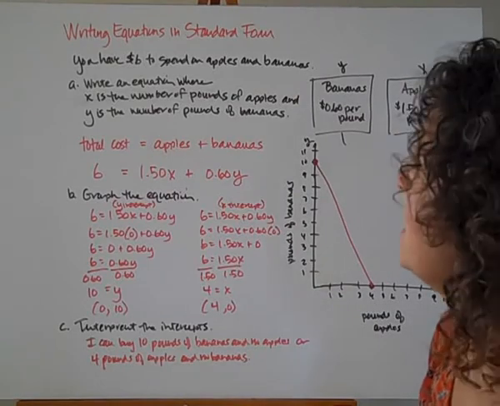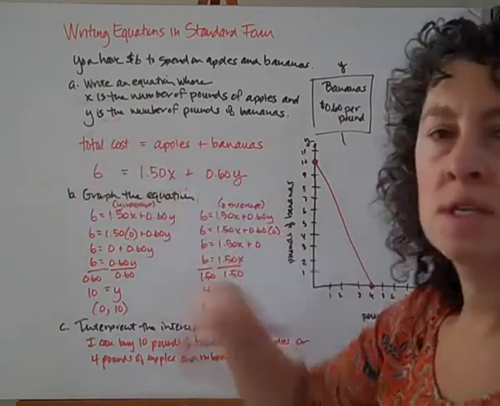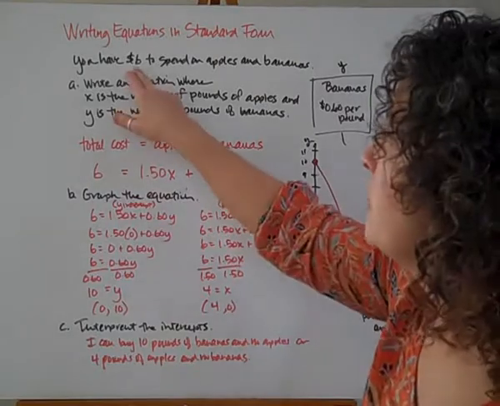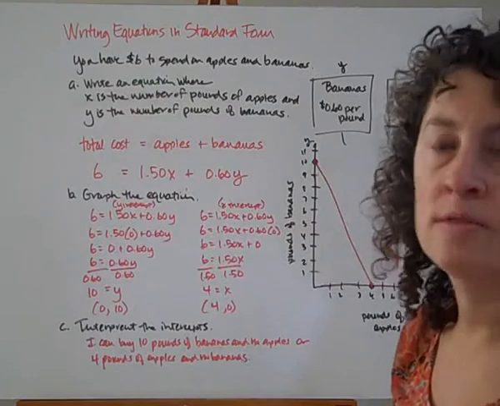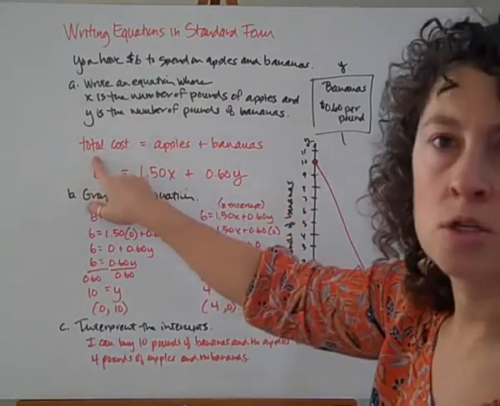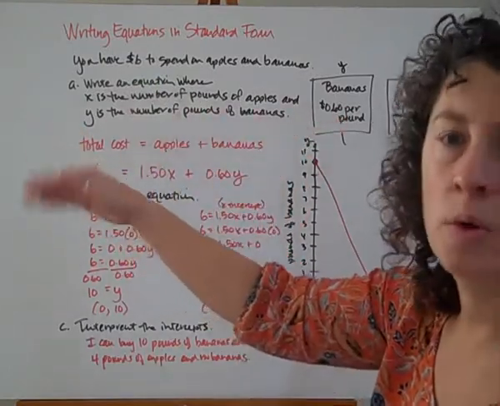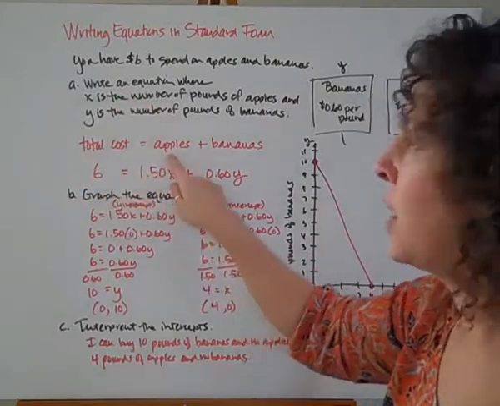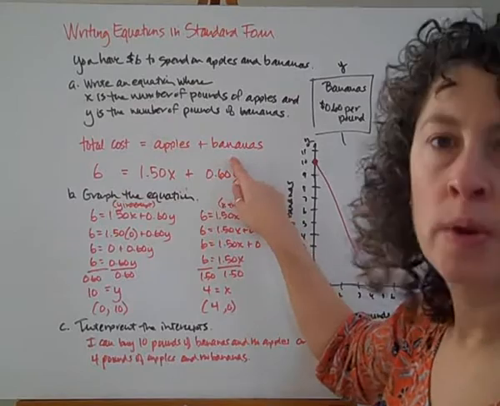All right, so to write an equation, again, we always think about an equation. Is there a total? Is there an altogether? Is there a goal amount? And we have kind of this goal amount, this total amount that we can spend of $6. So we're going to put the $6, the total cost, on one side of the equation. And that total cost, that goal amount that we're spending, is made up of how much we're spending on apples and how much we're spending on bananas.